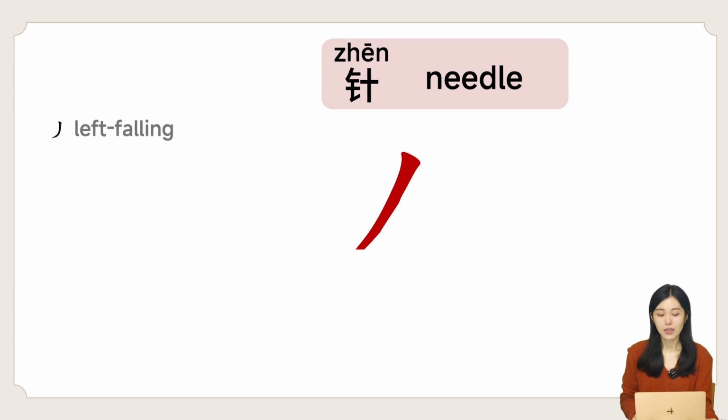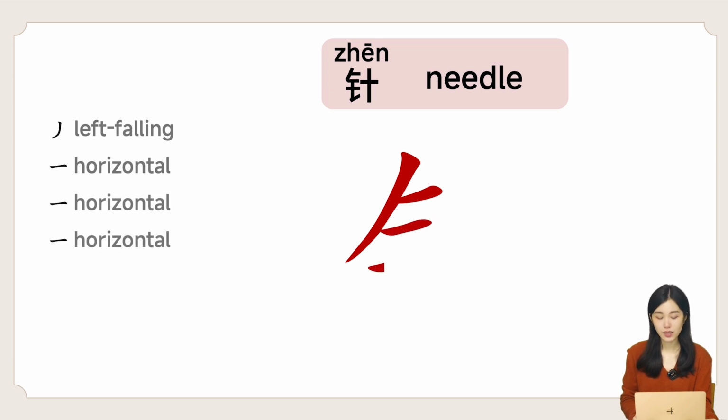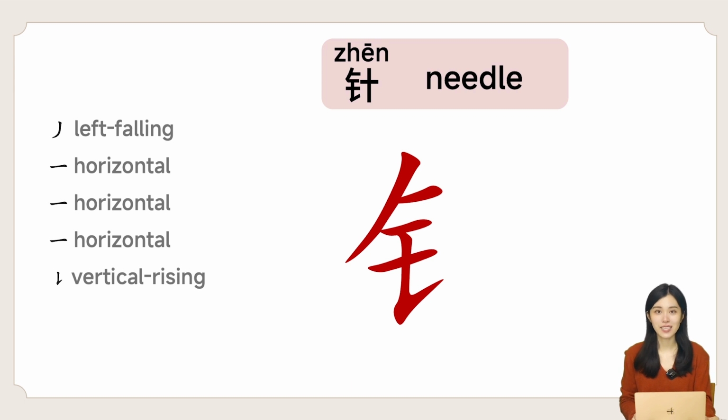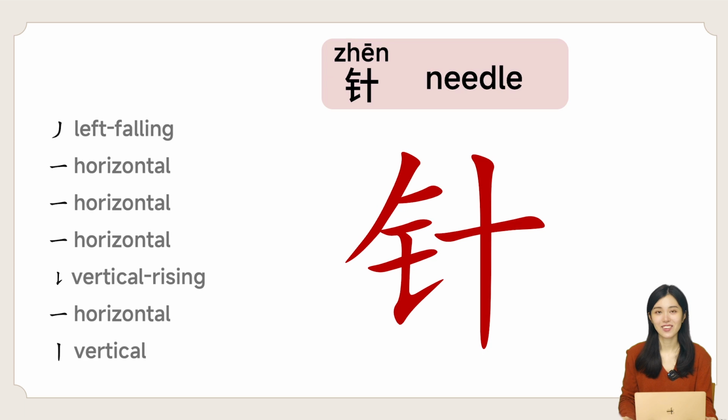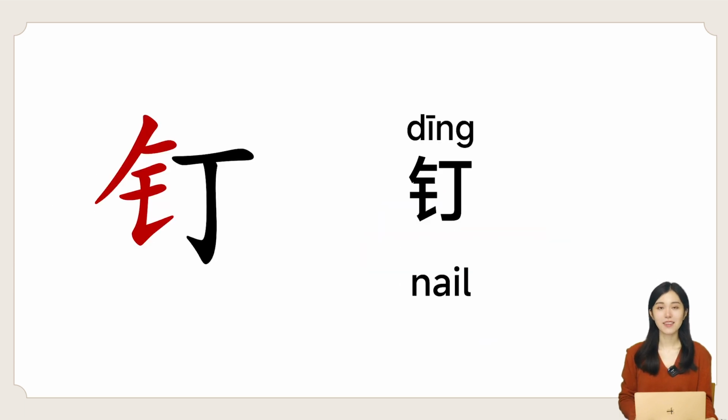So first we write the left falling, the horizontal stroke on the top, the horizontal stroke below it, another horizontal stroke below it. Now, the last stroke of the metal radical is a vertical rising. Great, finish writing the metal radical. Now we move on to the right part. The horizontal stroke, and then the vertical stroke. Easy, right? Good job. Next example.